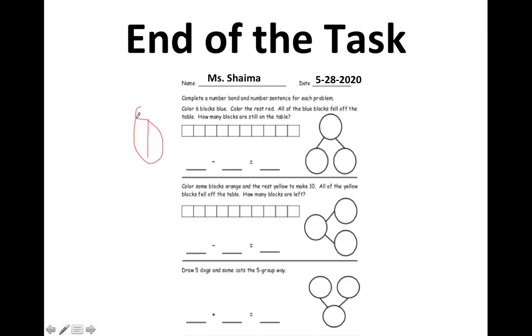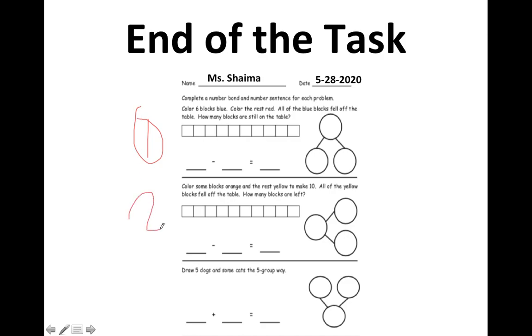This is number 1. Color 6 blocks blue, color the rest red. All of the blue blocks fell off the table. How many blocks are still on the table? Again, color 6 blocks blue, color the rest of them red. All the blue blocks fell off the table. How many blocks are still on the table?